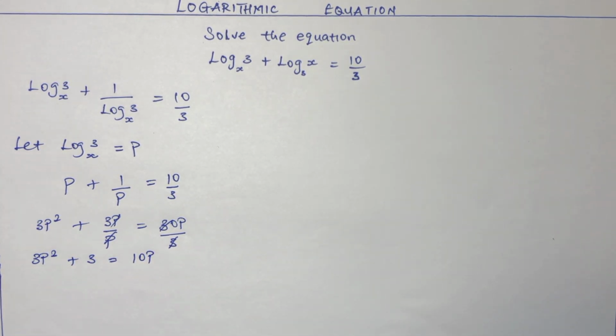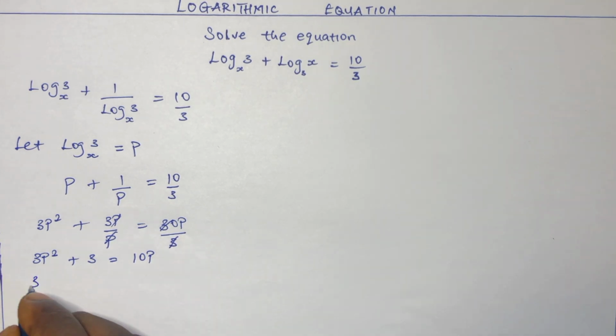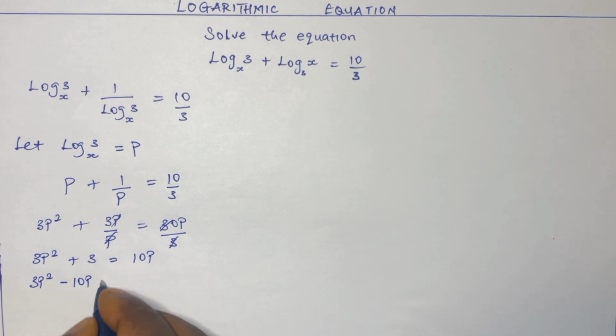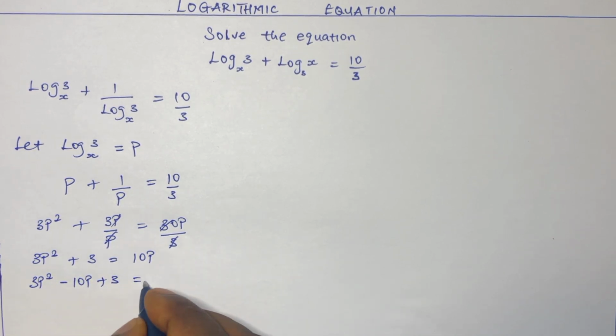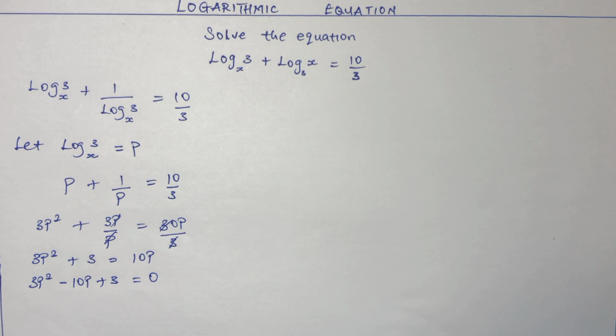So if we collect like terms, we are going to shift 10p to the left hand side, and the sign is automatically going to change. So we have 3p squared minus 10p plus 3 will be equal to 0. So this has given us a simple quadratic equation. And we're going to look for two numbers using the factorization method.